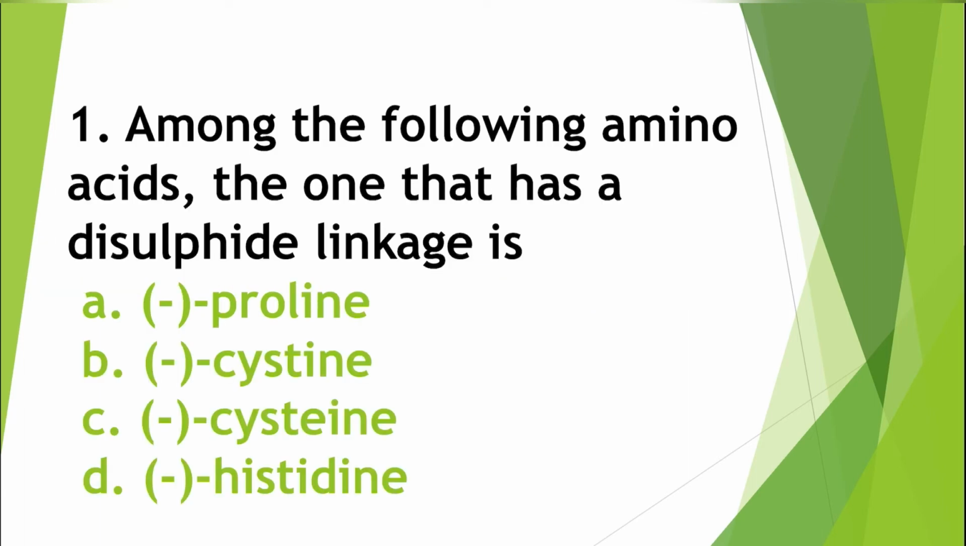Among the following amino acids, the one that has a disulphide linkage is: the options are proline, cysteine, cystine or histidine. The difference between cysteine and cystine is that cystine is the oxidized dimer form of the amino acid cysteine. It is a white solid that is slightly soluble in water. So the correct answer is cystine, that is B.